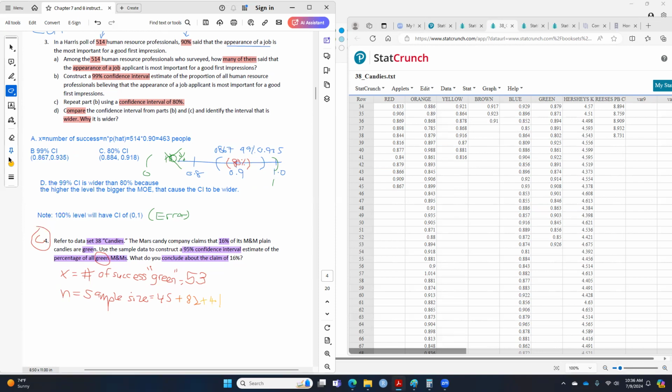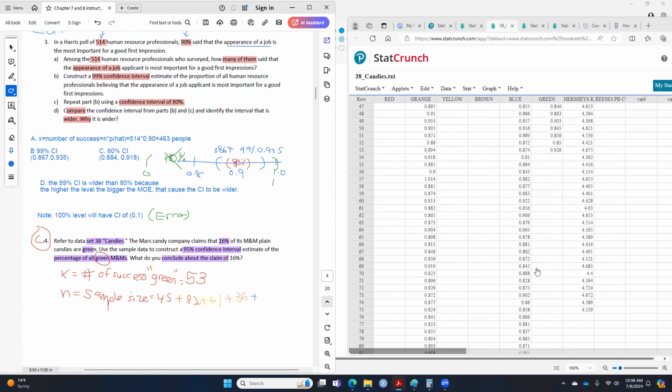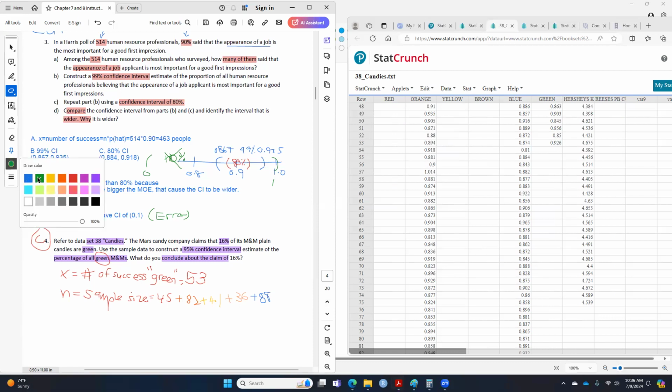Okay. Brown has, what does the brown color look like? This looks like red here. Okay, I don't have brown, so I'm going to use this as brown. Brown in this case is 36. And then we've got blue and green. So blue is a lot. Blue is 88. And green is 53. So you do need to add the green one. So now you take out your calculator and add all these numbers up.